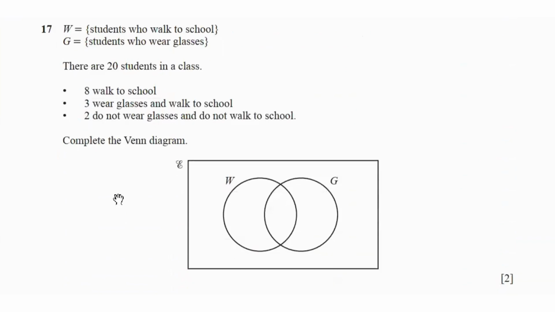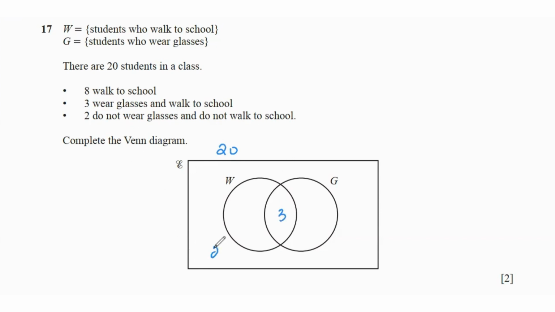Question 17 says, W represents students who walk to school and G represents students who wear glasses. There are 20 students in a class. 3 wear glasses and walk to school. 8 walk to school and 2 do not wear glasses and do not walk to school. So there are 20 in total. 3 wear glasses and walk to school. So that's going to be in the middle.